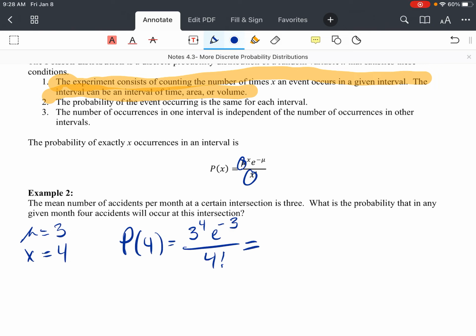Again, I'm not going to work this out with you, but I'm going to give you the solution. You get approximately 0.168. So there's about a 16.8% chance that at that intersection there will be 4 accidents in a given month. That would be the interpretation: the probability of 4 accidents occurring at that intersection in any given month is about 16.8%.